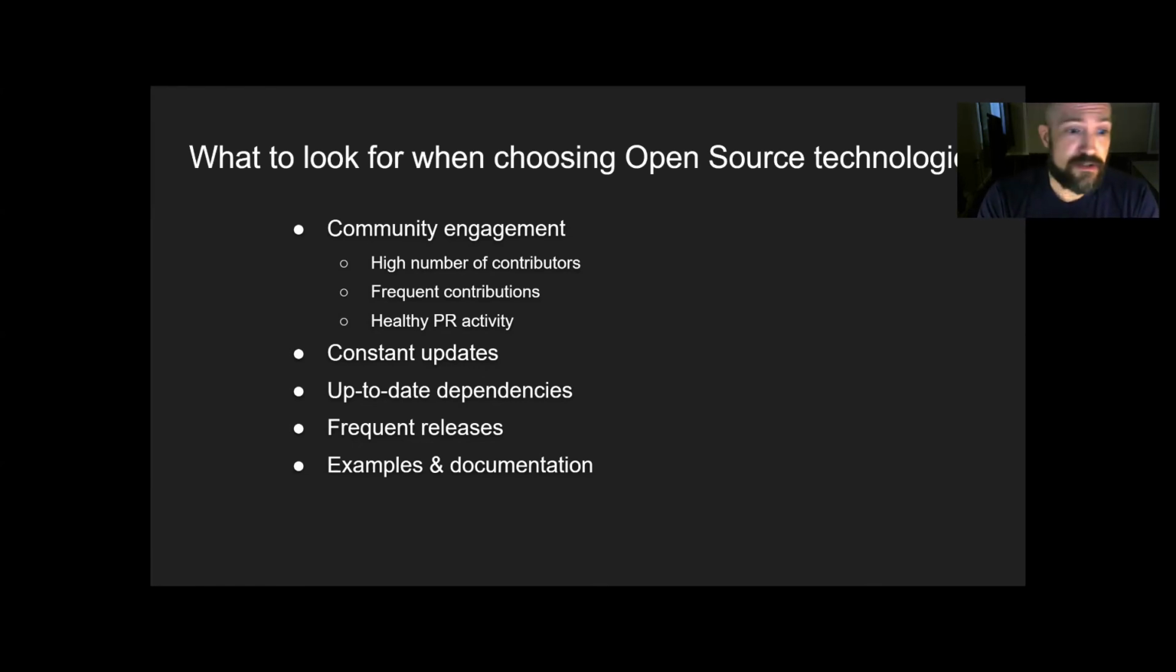Constant updates are obviously really good. Frequent releases are always good. The big key thing for me, though, is up-to-date dependencies. The only time we've had problems with open source is when we're using things that just don't keep up to date, and then there are all kinds of dependency conflicts to resolve, and that gets a bit messy. Good examples and documentation are important as well. Tekton does a fantastic job of that.